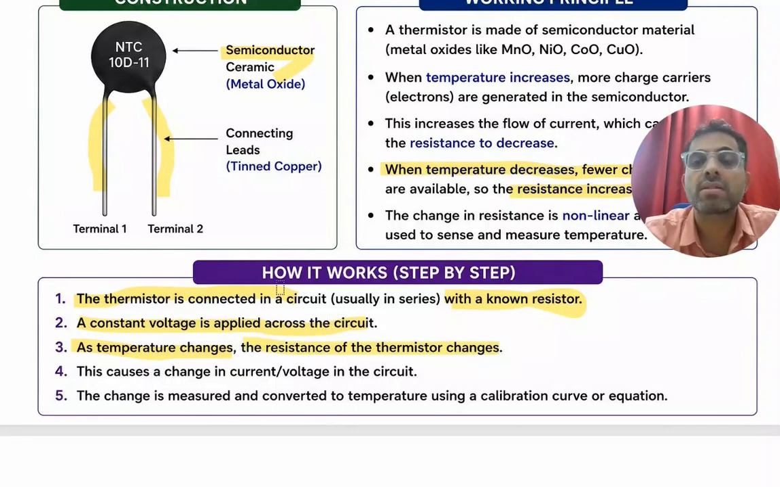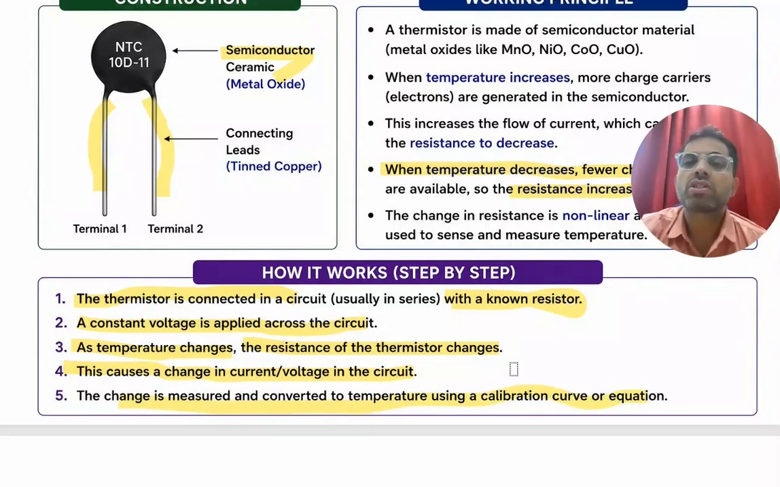जो कुछ भी resistance thermistor हमने लगाया है, thermistor in series with this known resistor, तो उसका resistance क्या होगा? Change होगा as the temperature changes. This causes a change in current and voltage in the circuit, and the change is measured. This change is measured and converted to temperature using a calibration curve or the equation. जो कुछ भी resistance change होता है उसके अकॉर्डिंग हम टेम्परेचर माप लेते हैं, राइट, विद द हेल्प ऑफ इक्वेशन. तो इक्वेशन होता क्या है?